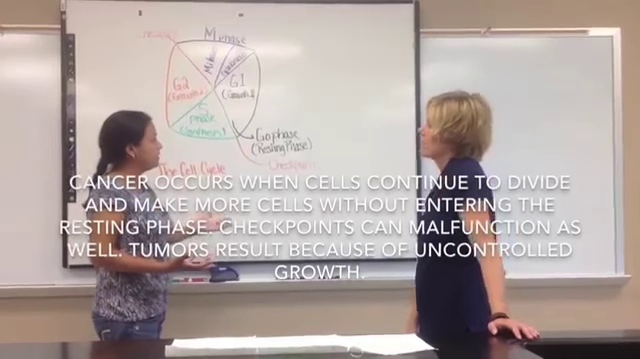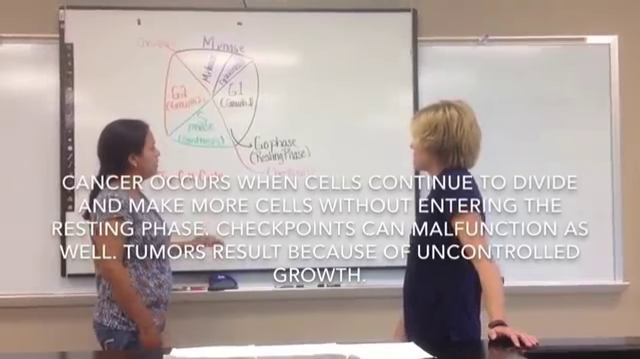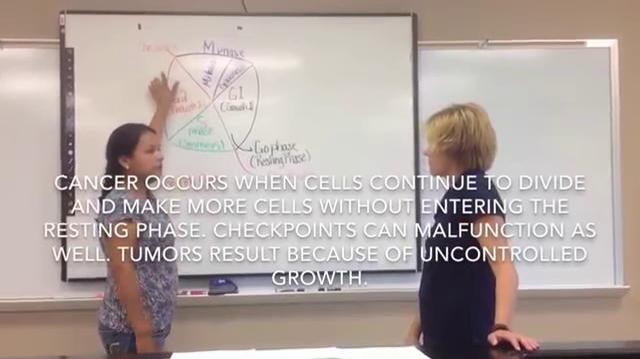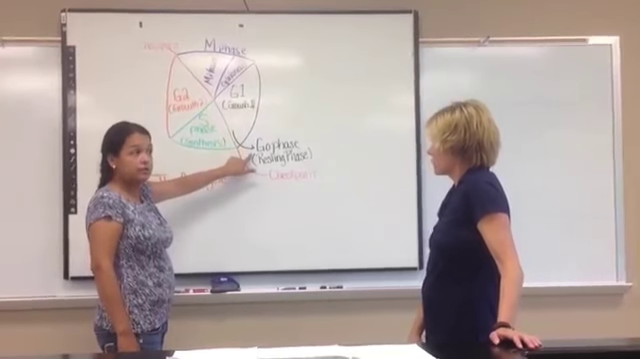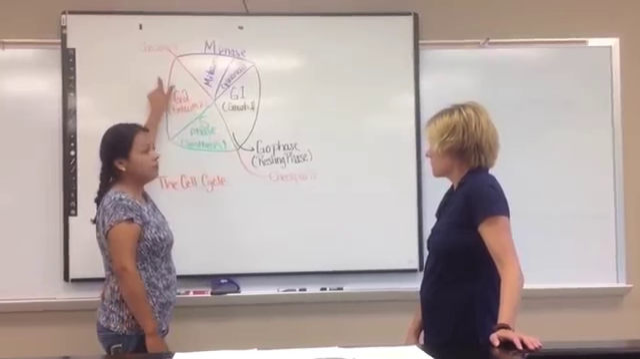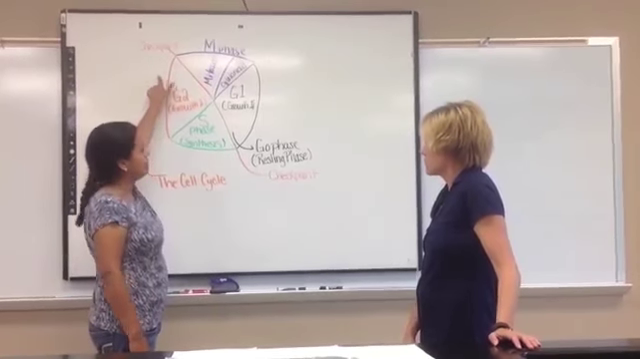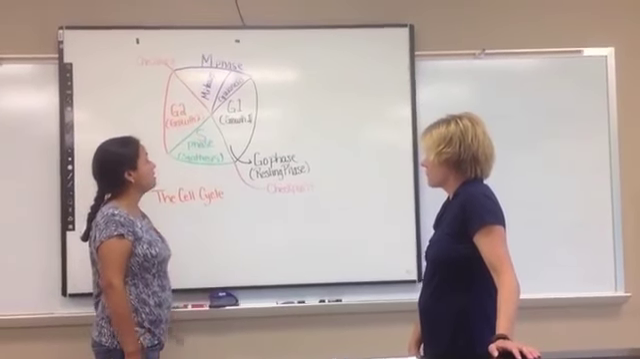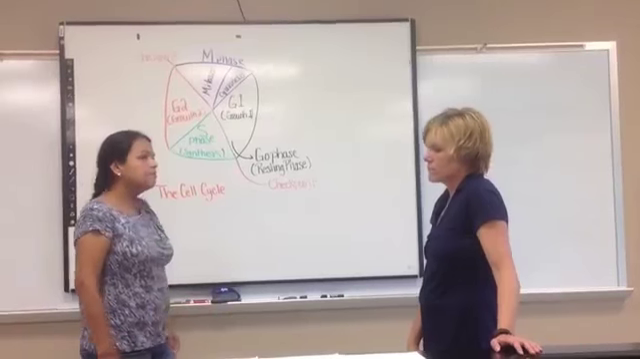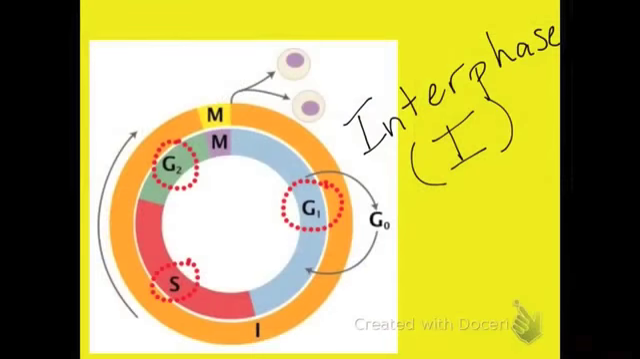Another way in which some cancer cells might work is by losing control of their checkpoints. So not only do they not undergo the G0 phase, but now these little checkpoints aren't functioning so well. And so even if there is a mistake, again, they just keep on going and going and going and making more of themselves. Very good.